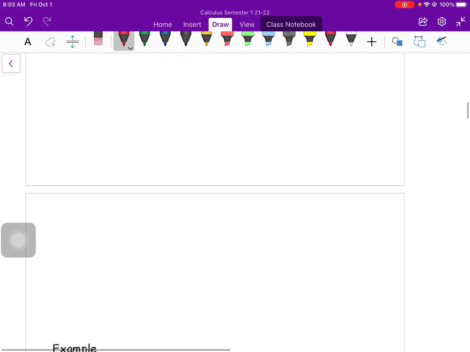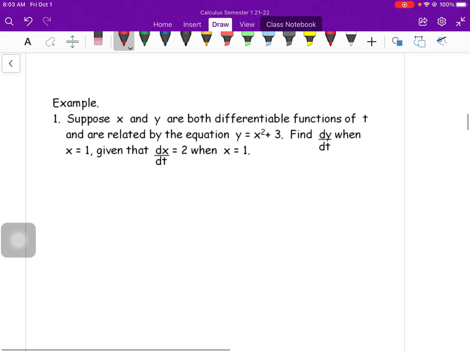and we'll be able to figure out how much the volume actually is. Now we're going to start with calculating an easier related rate problem. We'll get to more complicated ones. So it says, suppose x and y are both differentiable functions of t and are related by the equation y equals x squared plus 3. Find dy/dt when the given conditions hold.